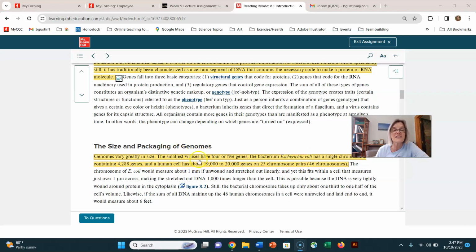Here this discussion just tries to compare some of the differences in these organisms. So genomes can vary greatly in size. The smallest viruses can have 4 or 5 genes. And one of your learning outcomes was explain why viruses can function with small genomes. They only need a handful of genes because remember the virus is living inside of a host cell.